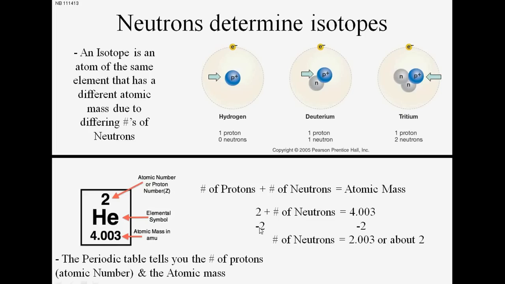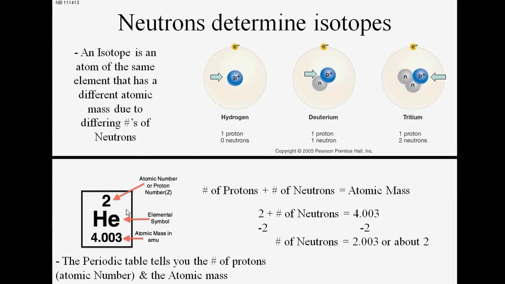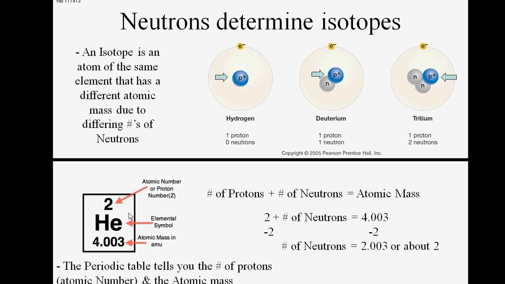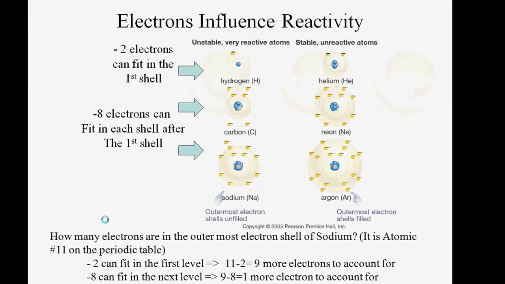So if we do some simple algebra, subtract 2 from each side, you find that your number of neutrons equals 2.003, or about 2. So in this particular element of helium, it has 2 protons, 2 neutrons, and we know that it has 2 electrons because there's no charge on there. If it said helium plus or helium minus, that would change the number of electrons, but because it's just helium, the number of protons is going to be equal to the number of electrons.